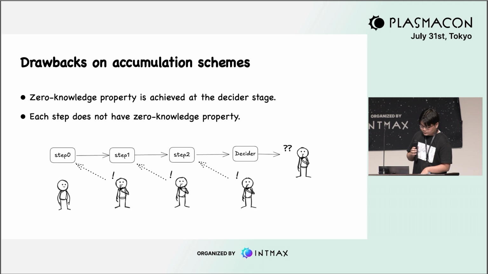However, there are also drawbacks when applying accumulation schemes to client-side validation. In accumulation schemes, the zero-knowledge property is only guaranteed in the final step. This means that in each step, the verifier can somewhat guess the witness the previous prover used. Therefore, the proof is not suitable for privacy payment purposes.